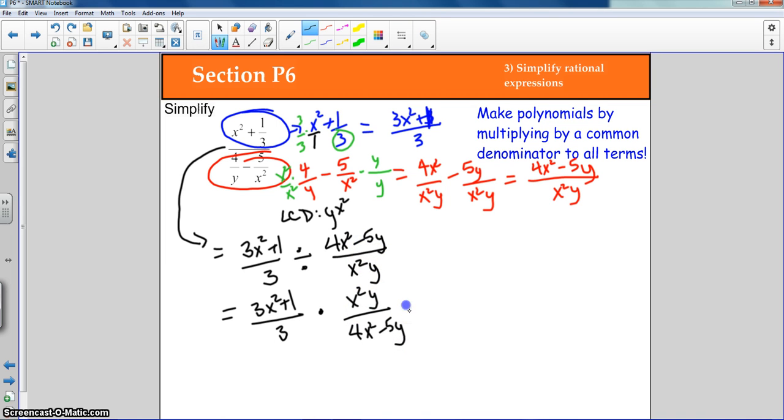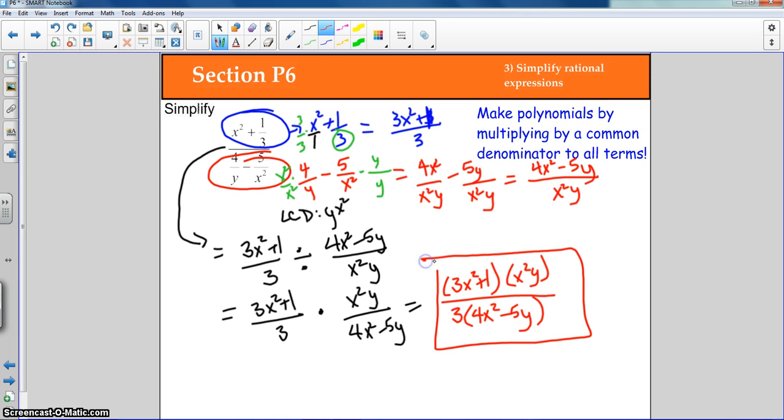Okay, and this I can do. So multiply the numerators. I have the quantity 3x squared plus 1, that quantity times x squared y, divided by 3, and then multiply that by the other denominator, so 4x squared minus 5y. Okay, and that's my answer. Normally you would try and simplify it if you can. In this case it's not going to work out too well.